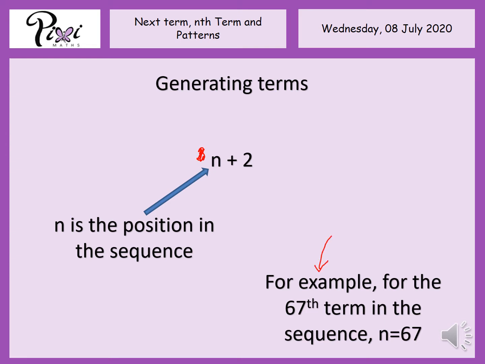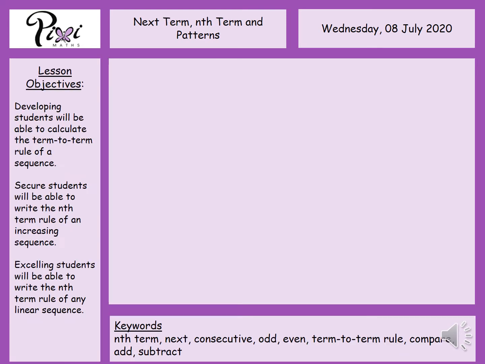So for example, if we're doing the 67th term of the sequence, that would tell us that n equals 67. If we're doing the 80th term in the sequence, that would tell us n equals 80. What we were doing yesterday quite a bit was the first term in the sequence, so n equals 1. Second term would tell us n equals 2. So really the key point from yesterday is whatever number term you're doing, that's what n equals. And that is the same today. Okay, so let's do some examples then.